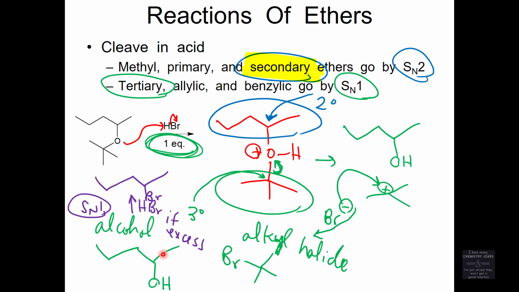Otherwise, the groups agree. Tertiary allylic benzylic alcohols do SN1. Tertiary allylic benzylic ethers do SN1. Methyl primary alcohols do SN2. Methyl primary ethers do SN2.